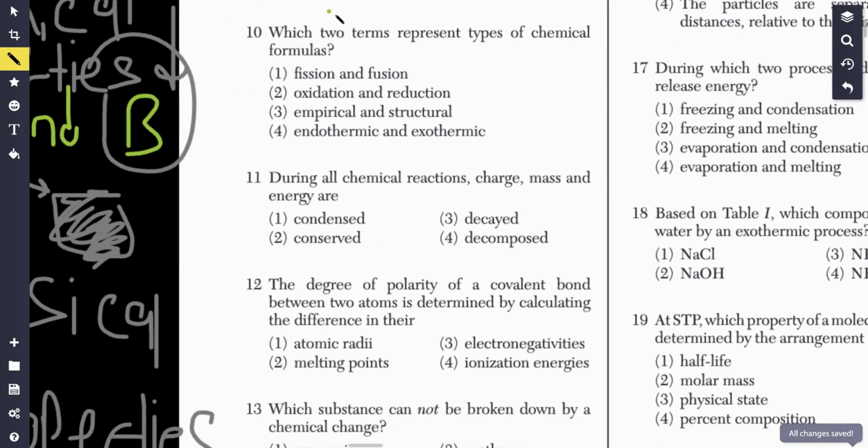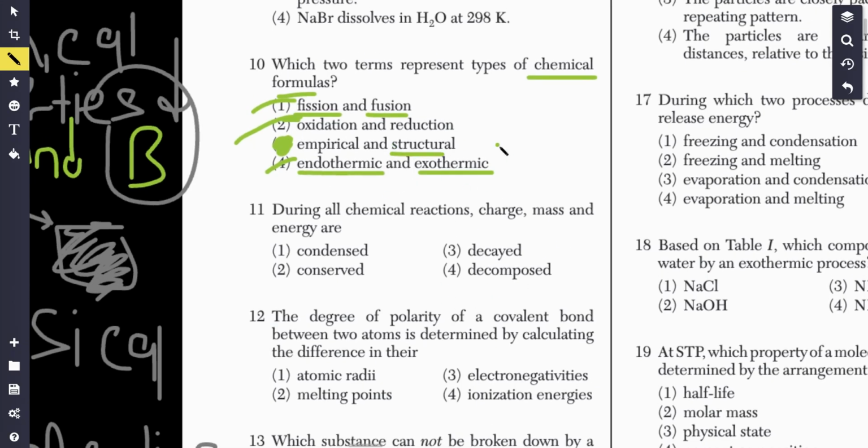All right. 2 types of chemical formulas. The 2 types of formulas, endothermic and exothermic, basically describe whether a reaction releases or absorbs heat. That is not a chemical formula. Also fusion and fission are types of nuclear reactions, right? But they are not chemical formulas. Oxidation, reduction. Oxidation, you lose electrons. Reduction, you gain electrons. That is also not it. Empirical and structural are the way. Structural, it's in the name, right? It's the structure. It's the actual structure of the atom.